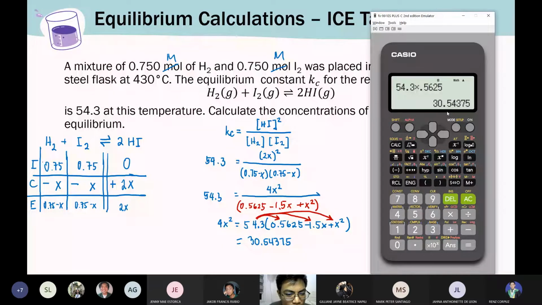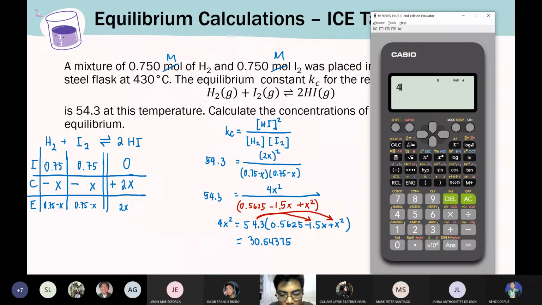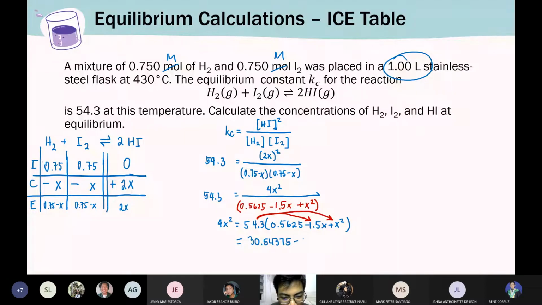30.54375. Saan susunod? Okay, so tapos na ako sa first. Ang susunod, 54.3 times negative 1.5. So, ano yan? 54.3 times 1.5 is 81.45, pero negative. And then lastly, 54.3 times positive x squared. That will be 54.3x squared.